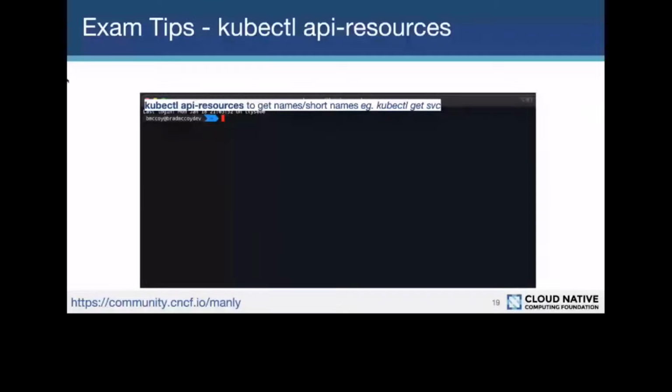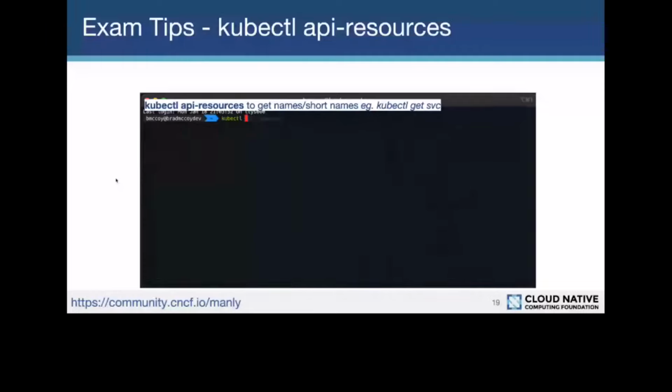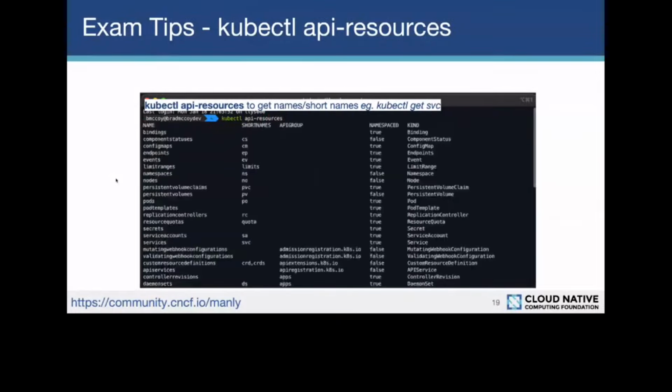So kubectl api-resources, this is quite a good one. You can use this for aliases or short names. If you're writing out persistent volume claims, that's way too many letters. You can just write PVC. So this is good on exam day as well. If you're under pressure and you forget something, or you forget what resource you should be using, you can use api-resources to bring those up.